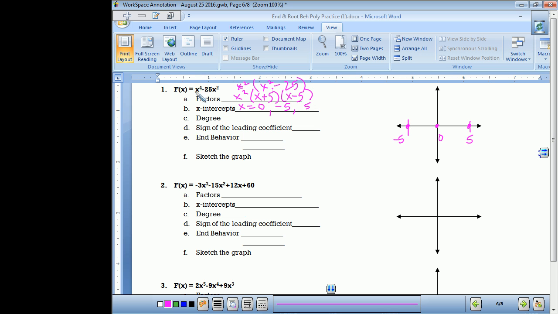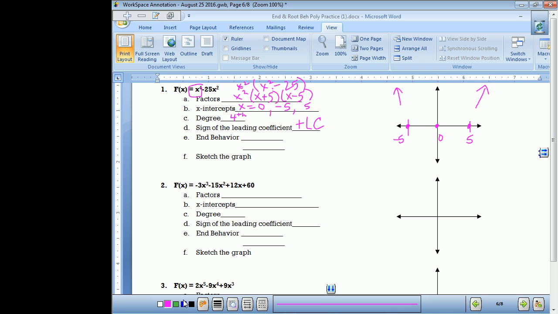Okay, now we're going to figure out what's going on with our ends. We have x to the 4th. It is a 4th degree function, and the leading coefficient is positive. Even and positive. What are the ends doing? They're both going up. You're so right. There's my ends. They're going up.